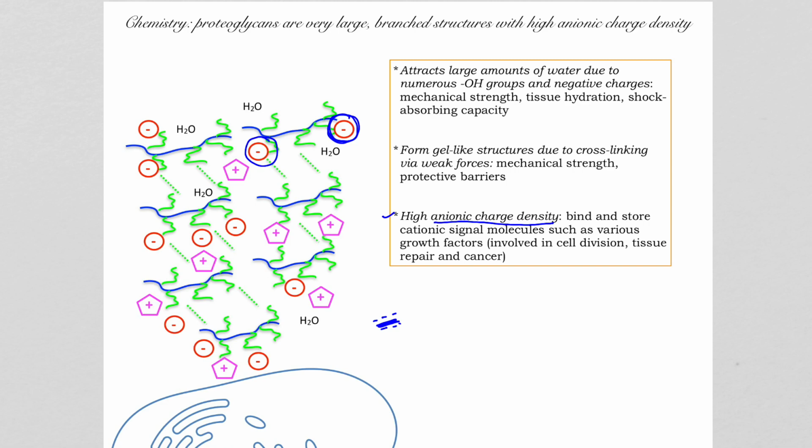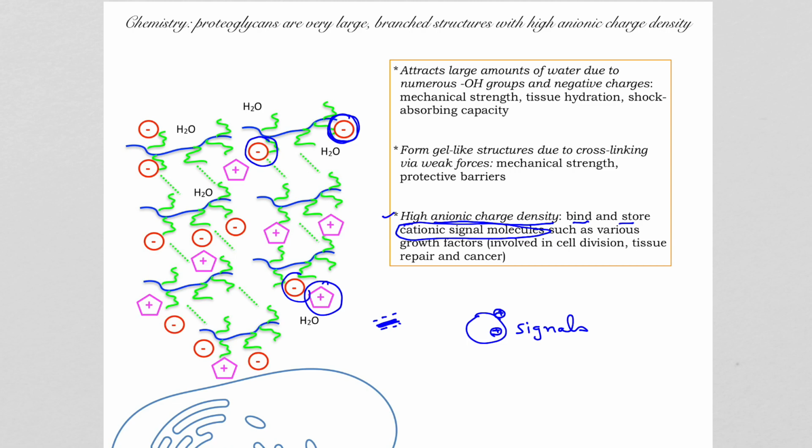And one of the major functions of these highly negatively charged areas is that they bind and store cationic signal molecules. So chemicals that are signals, and we'll talk about this under cell signaling, tend to have a net positive charge. So these chemicals actually get attracted. You can see here a cationic signal molecule getting attracted to these negative charges, by electrostatic or ionic interaction.